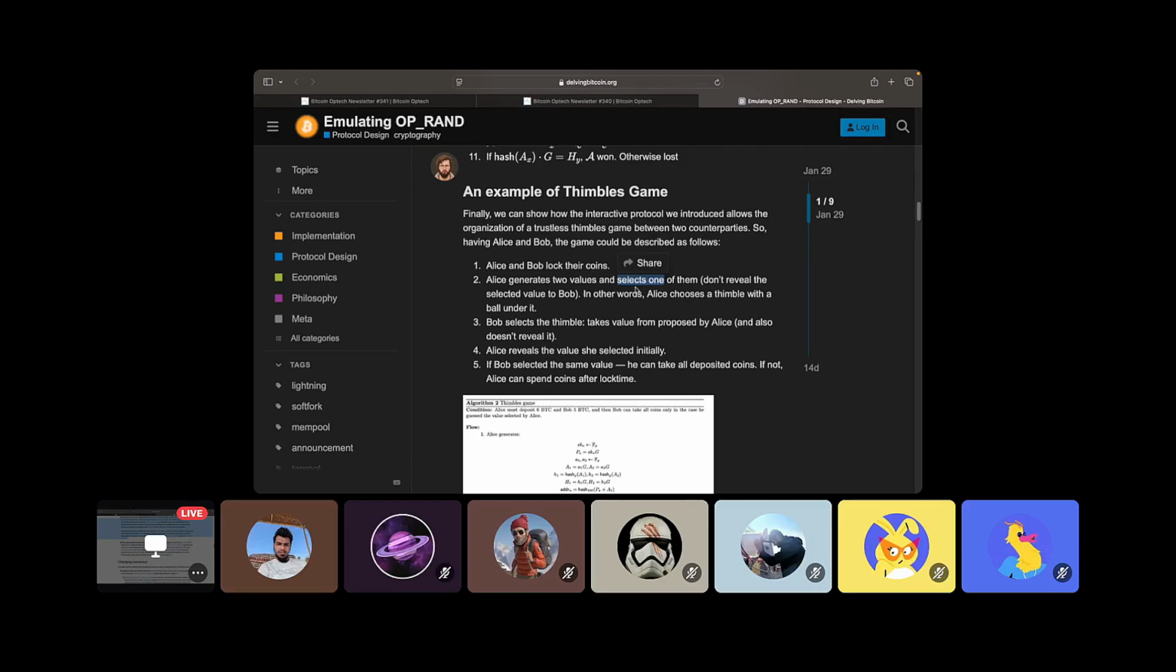For instance, in a thimbles game, you have a ball in one of two cups, right? Now you inform everyone that there is a ball in these two cups. That is public information. But you do not inform the challenger which of those two cups the ball is in. So like that, Alice generates two values and makes that public information, selects one out of those two values and keeps it discrete. In other words, Alice chooses a thimble with a ball under it. Bob selects the thimble, right? So Bob has to guess which cup the ball is in. We are creating an analogy between this proposal and the thimble game.